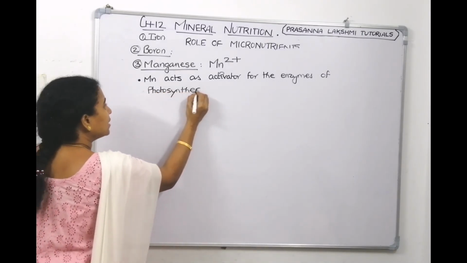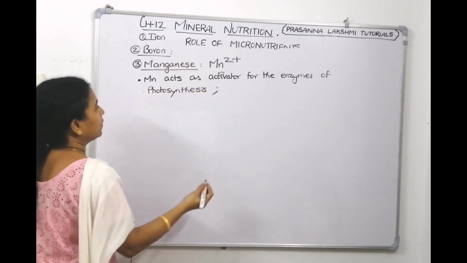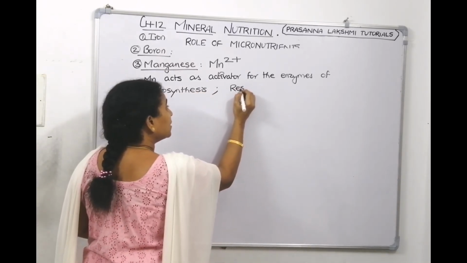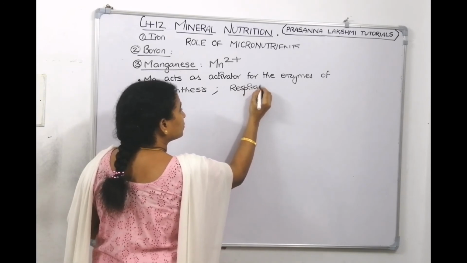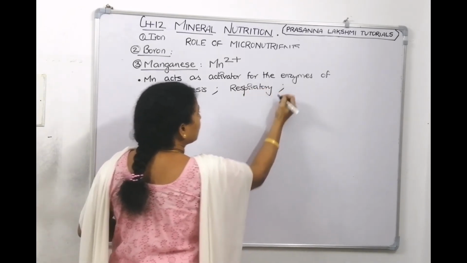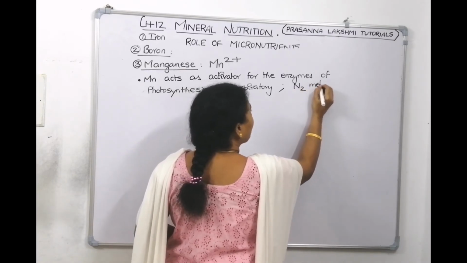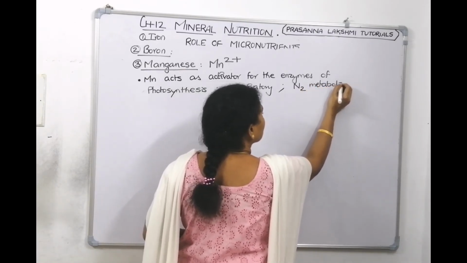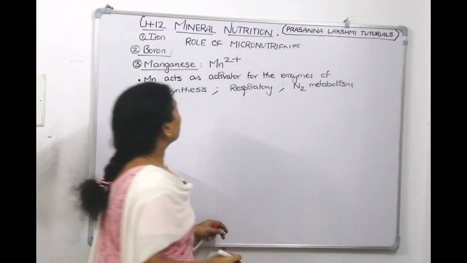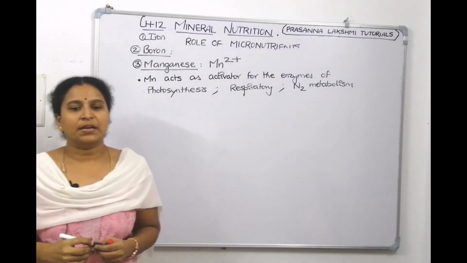For photosynthetic enzymes, manganese is an activator. For respiratory enzymes also, manganese is an activator. For nitrogen metabolism also, enzymes will come. There also, manganese is an activator, right?